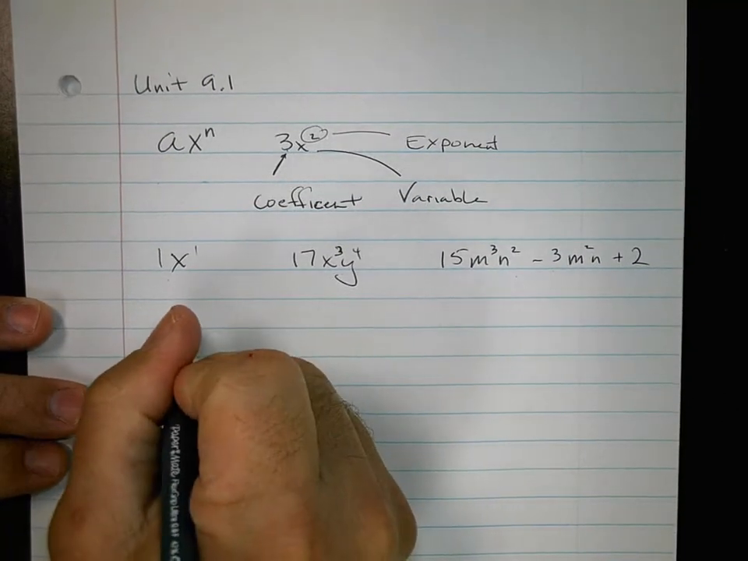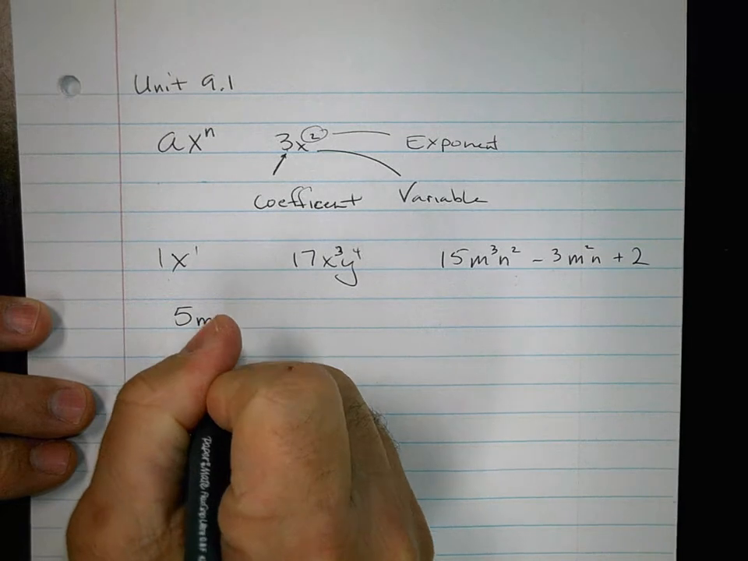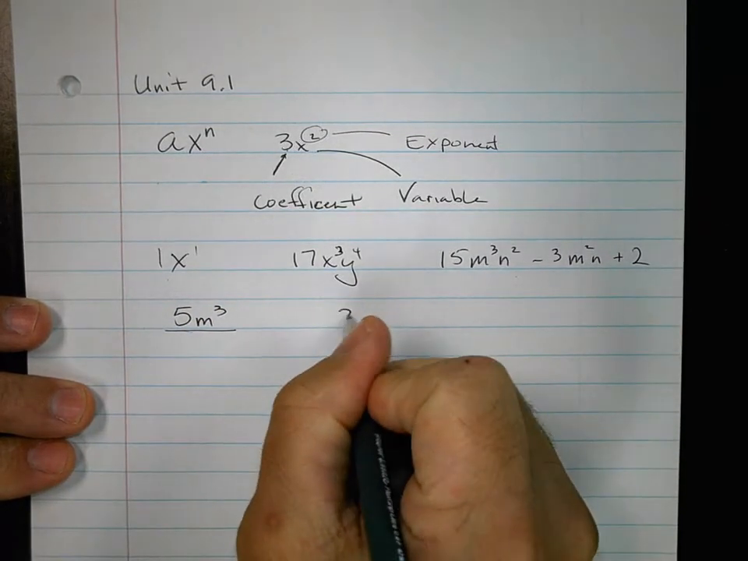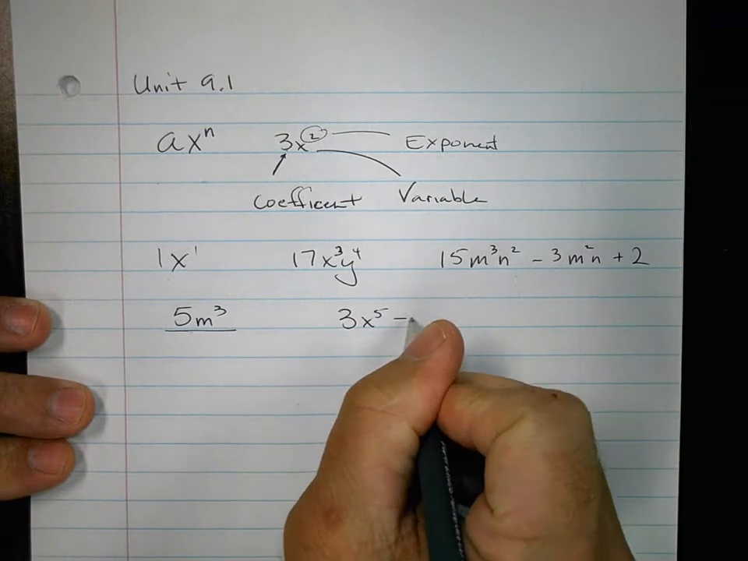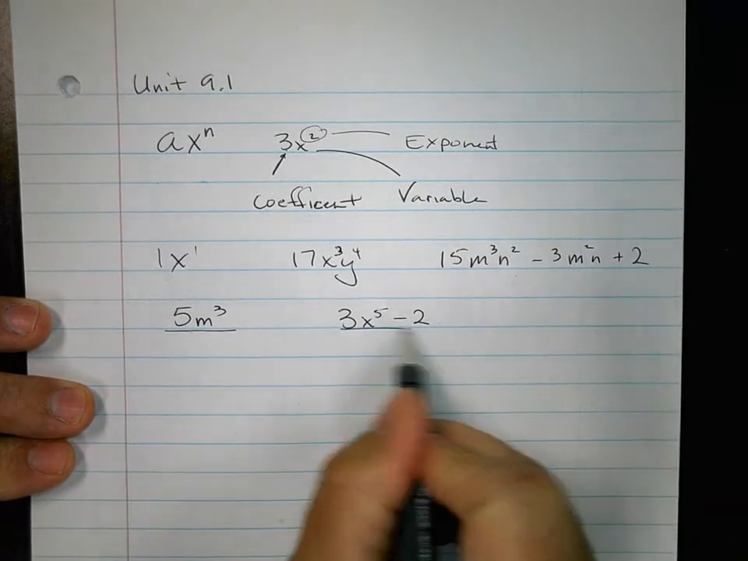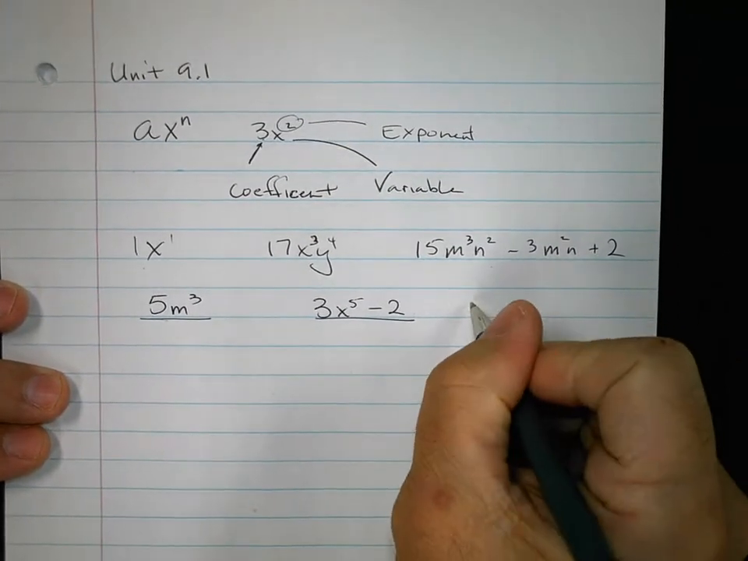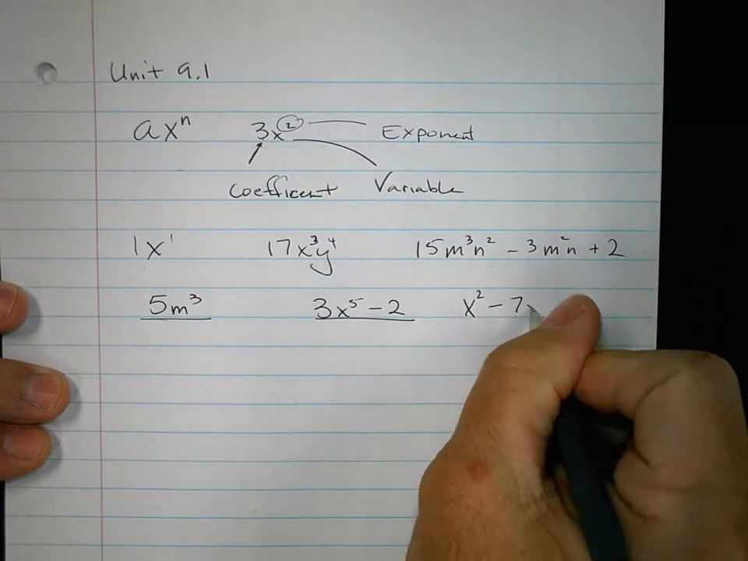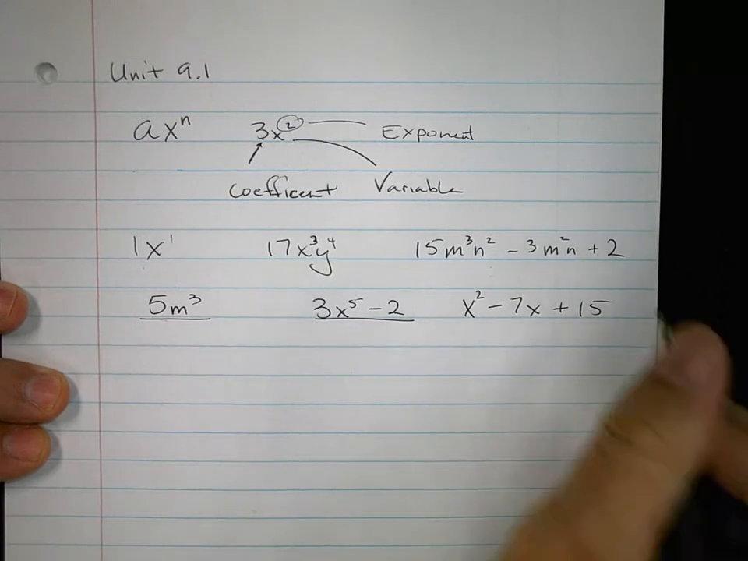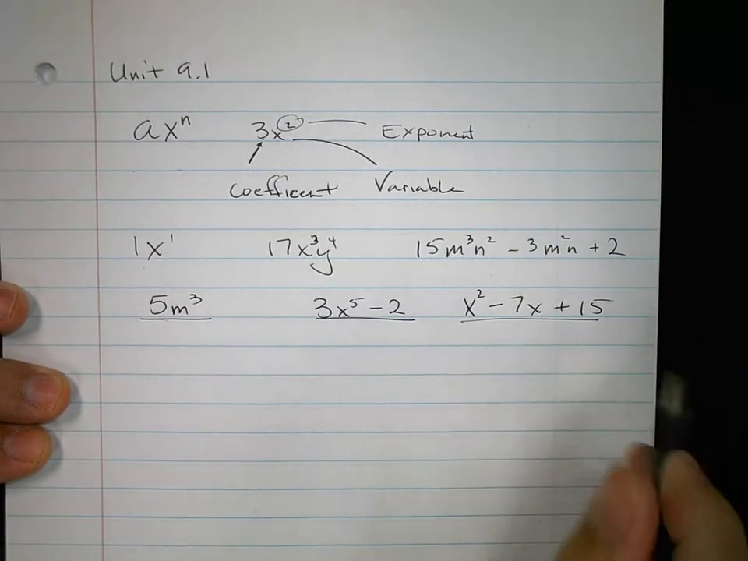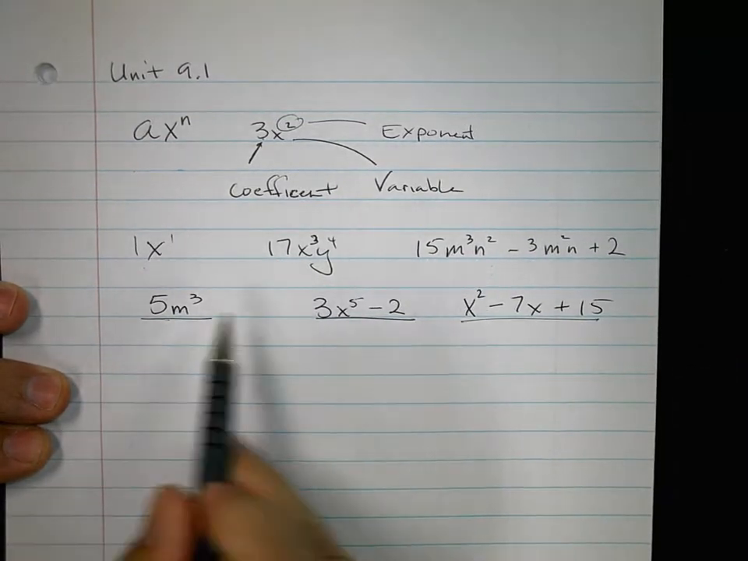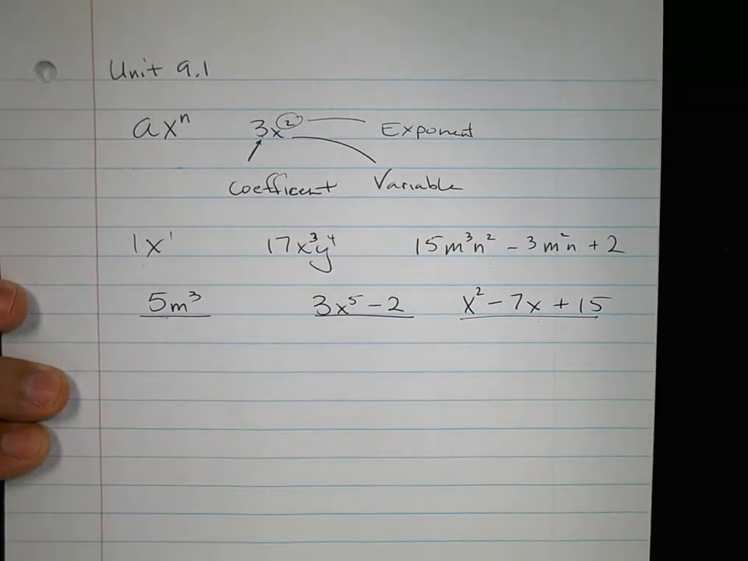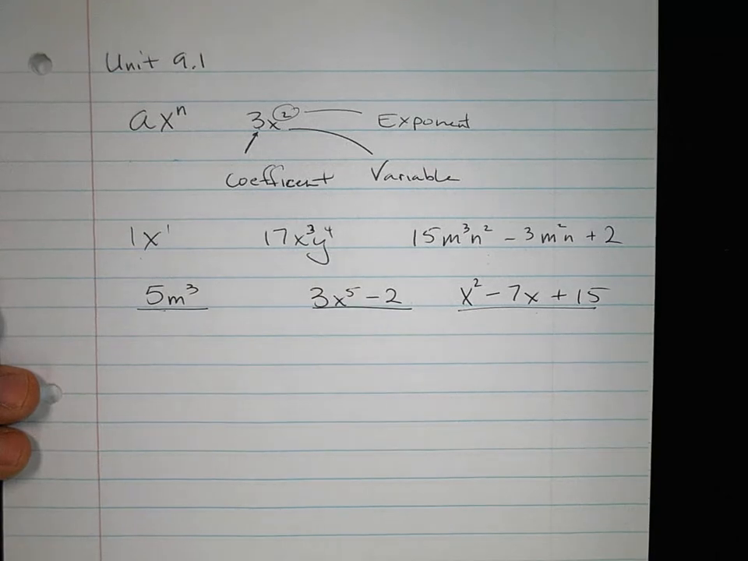We talked about where we have 5m to the third, which is what we call a monomial. We could have 3x to the fifth minus 2. We call that a binomial. And then x squared minus 7x plus 15, we could call that a trinomial. Monomial, binomial, trinomial. And really after that, we just call it a polynomial.